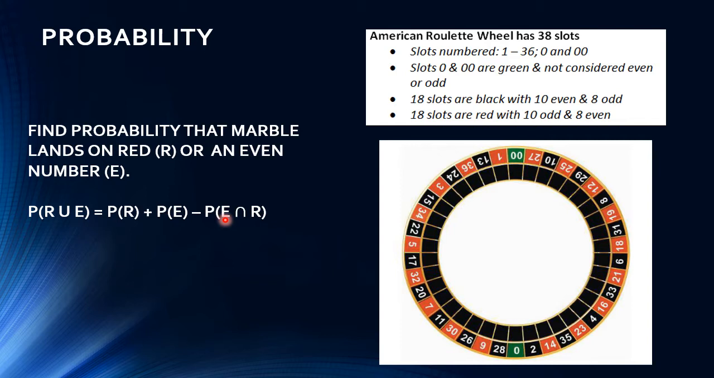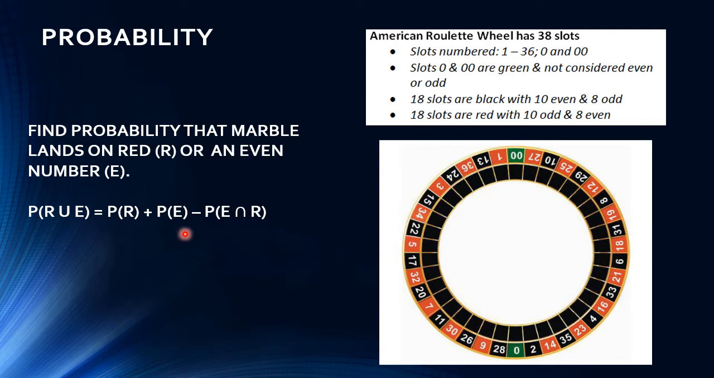Well, how many? There are 38 possible outcomes. That's our sample space, right? How many slots are red? 18. So here we have 18 out of 38. Probability of even, how many numbers are even? Well, between 1 and 36, half of those numbers are even, so we have 18.